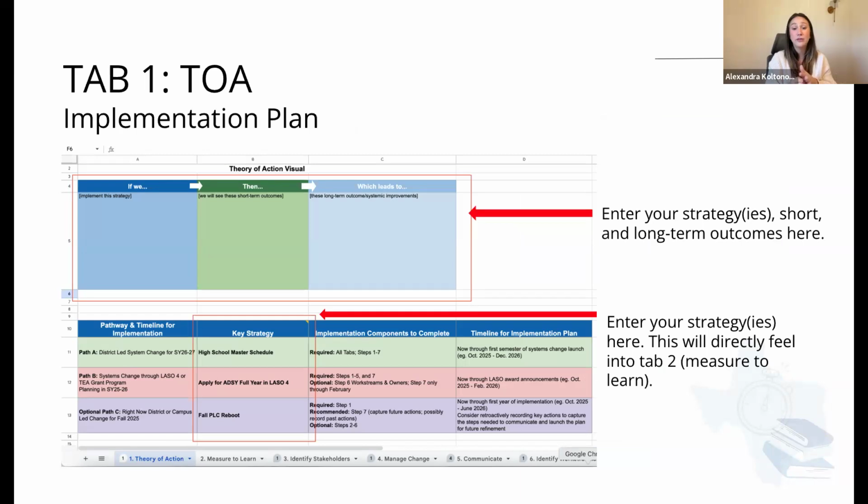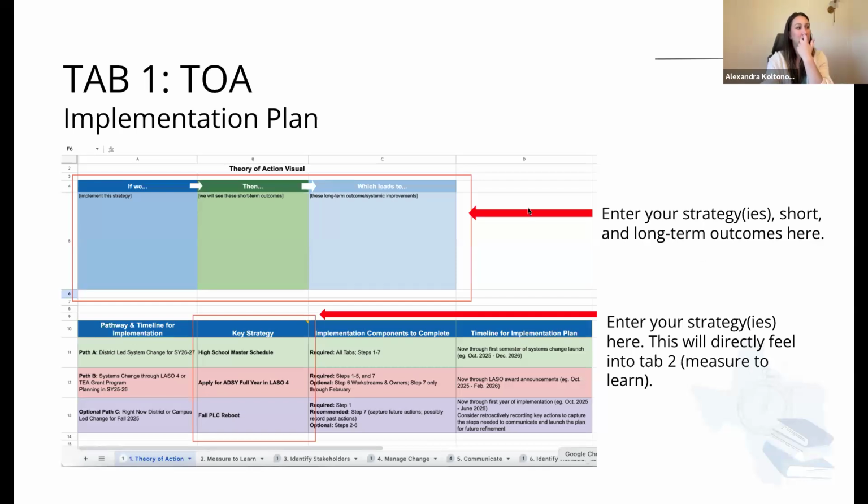So I'm going to again go briefly over what work we previously did, because that was a month ago. I know that you all met and this should still be kind of fresh on your mind, but just so we remember what we discussed. The first tab in the implementation plan is the theory of action tab.